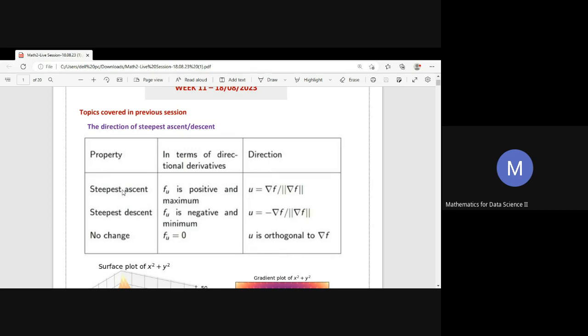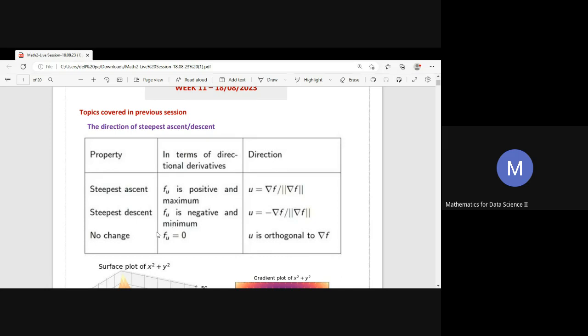So what we saw was that to find the steepest ascent, you need the directional derivative to be positive and the maximum value it should have. And the direction in which it happens is the direction of the gradient function. Since u is a unit vector, you are considering the unit vector in the direction of the gradient function. The steepest descent happens when the directional derivative is negative, and also it should be the minimum value. It happens in the direction opposite to the gradient vector.